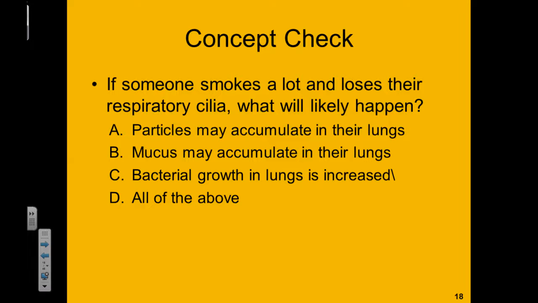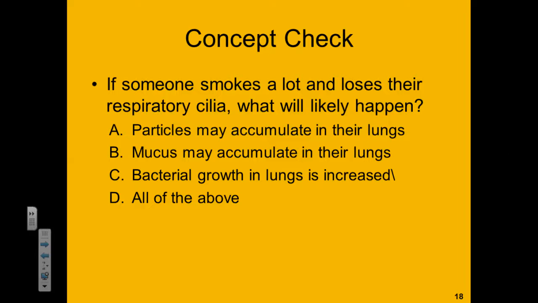So, class concept check. If somebody smokes a lot and loses their respiratory cilia, what will likely happen? Will they have particles accumulating in their lungs? Will they have mucus accumulating in their lungs? Will they have increased bacterial growth in their lungs, or all of the above? This is kind of a stinker question. You have to think about it kind of hard. Go ahead and rewind the video, and I want you to project and think about what we've talked about earlier in this course with both prokaryotic and eukaryotic cell growth, and get me an answer. 5, 4, 3, 2, 1.